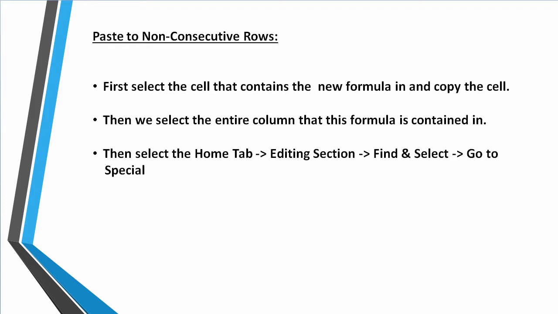First, we select the cell that contains the new formula and copy that cell. We can use Ctrl+C to quickly copy. Then we select the entire column that this formula is contained in. Then we select the Find and Select button on the Home tab under the Editing section. Then we select Go to Special under the Find and Select drop-down menu.